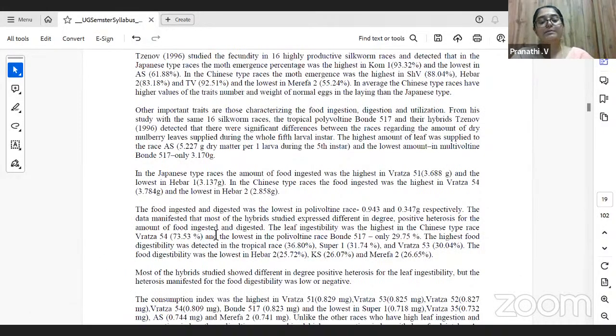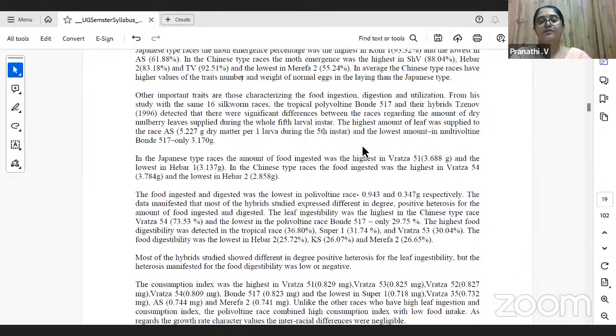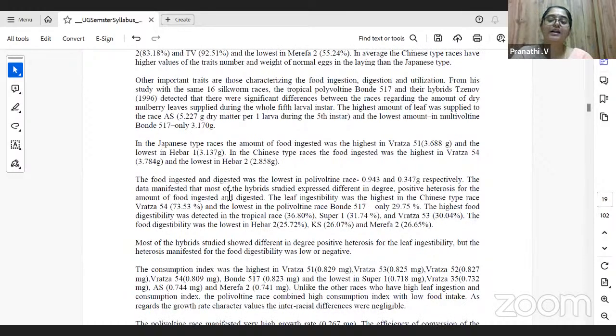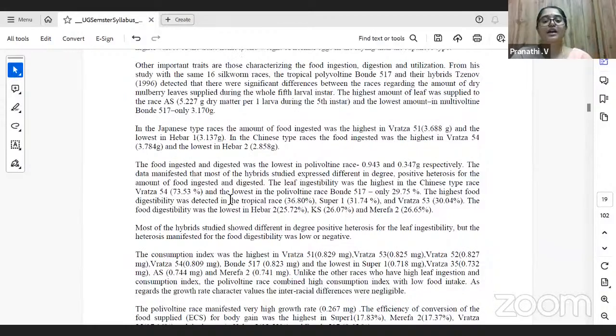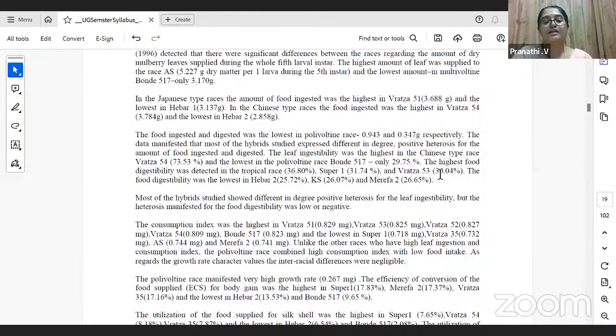But then you see that in Japanese type races, the amount of food ingested was the highest and lowest in Hebar. In Chinese type again, the food ingested was the highest. In Radza, your Bulgarian race, it is around 3.784 grams, and lowest in Hebar 2, which is another type of race. Food ingested and digestibility in different kinds of races has been given, especially in polyvoltine races. It is around 0.94, which is your food ingested. Digested is around 0.34. So this is the kind of data that has been produced.